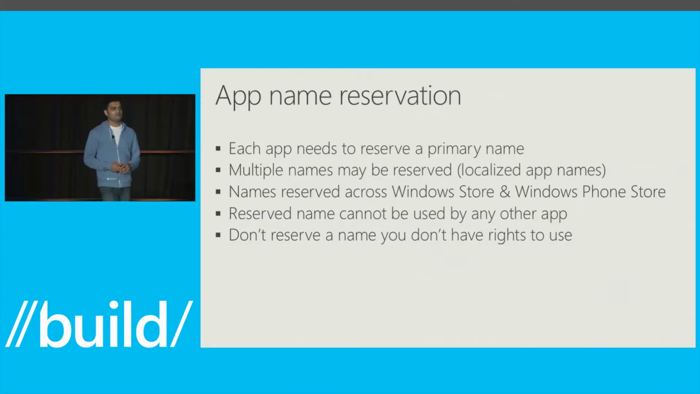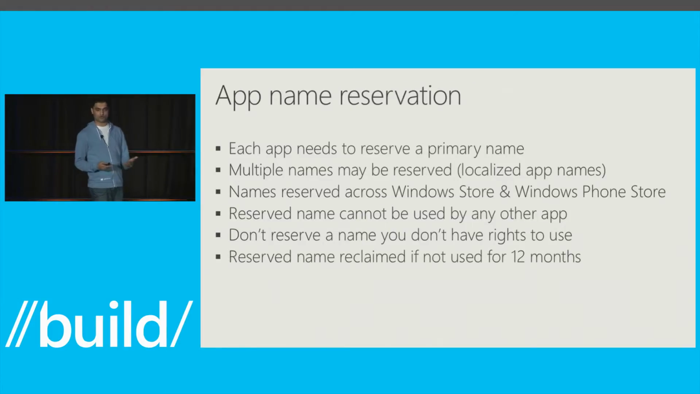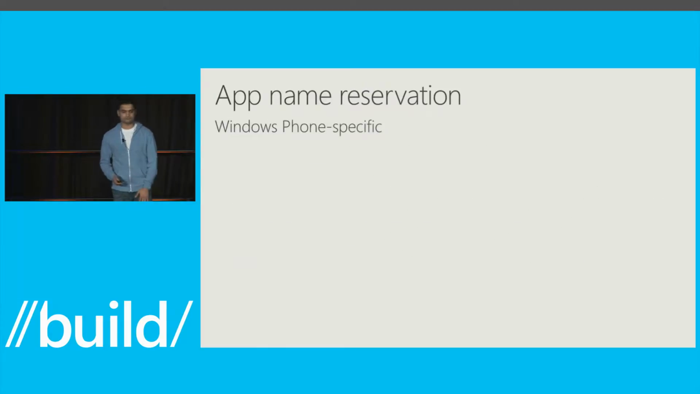And finally, one request. As you're reserving a name, please do not reserve a name that you don't have rights to use. Because if we get an IP infringement case from somebody, we will have to remove your app if you don't have rights to use that name. And finally, if you reserve a name but you do not use it for 12 months, you have not submitted an app to either of the stores, then we will reclaim it so that some other developer can use that name. Now, all the rules that you just saw apply to both Windows and Windows Phone.